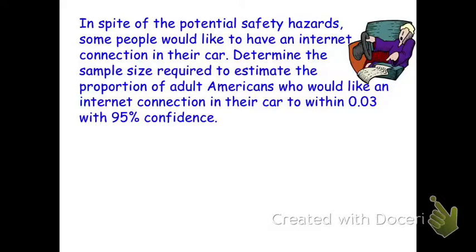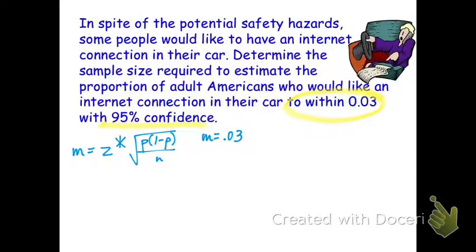What we want is a margin of error of 3% with 95% confidence. So I'm going to write the formula: M equals Z star square root P times 1 minus P over N. Now, the things that I know: my margin of error is 0.03. For the 95% confidence, I'm going to use that for Z star. Inverse norm of 0.975.